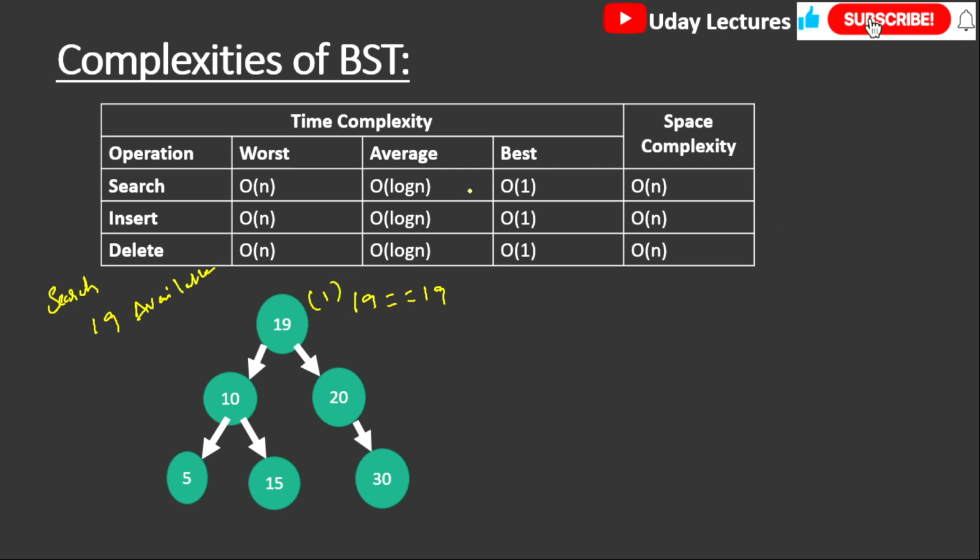So we can say that the time complexity, or the time taken, in the best case scenario is big O of 1. And in the average case, it is big O of log n. Let me explain that with an example for you. If I am asking you to search 30, right? I'm asking you to search 30. Now let us make comparisons.